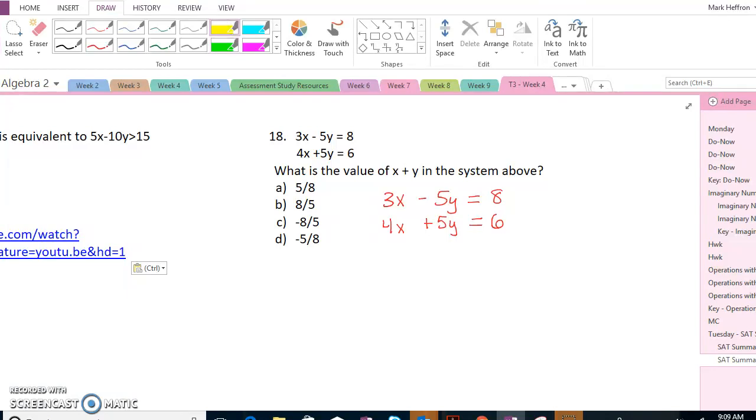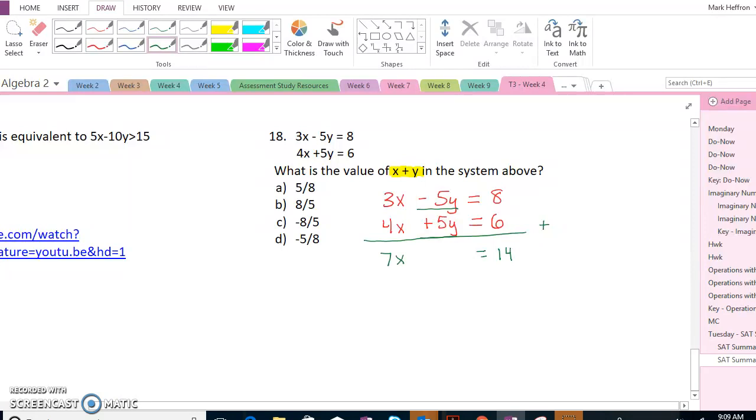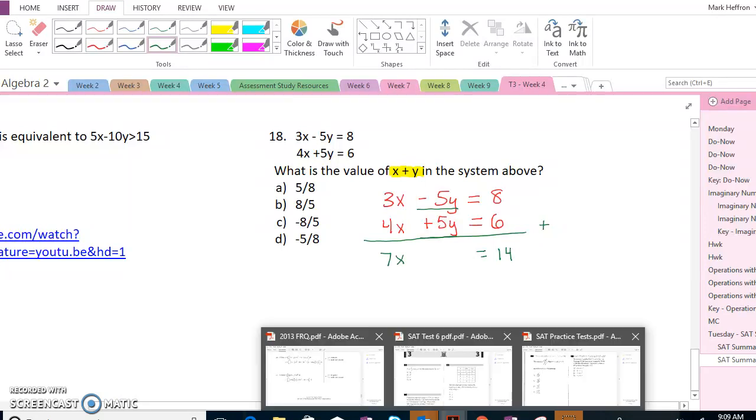So here's a system of linear equations, and they want us to find both the x and y and then add them together. And as I look at this, this is all set up for elimination because I've got -5y and +5y. So if I add my two equations right now, I'll have 14 equals 7x because the y's cancel out. Dividing by 7, I get x equals 2.